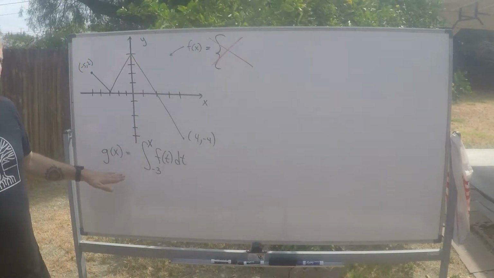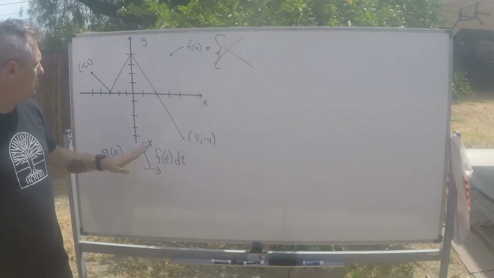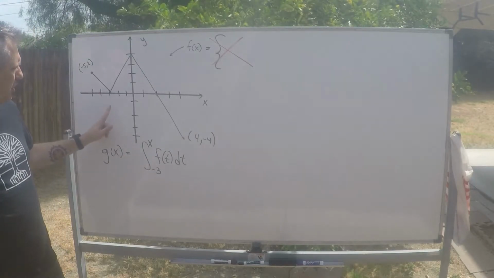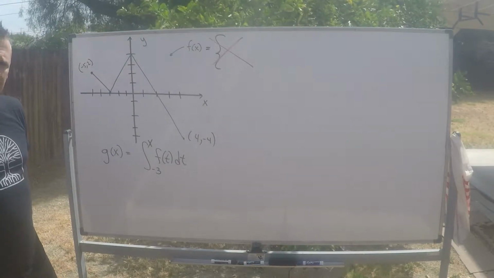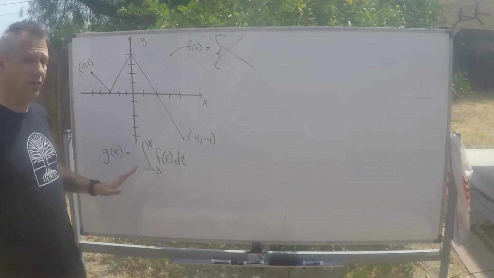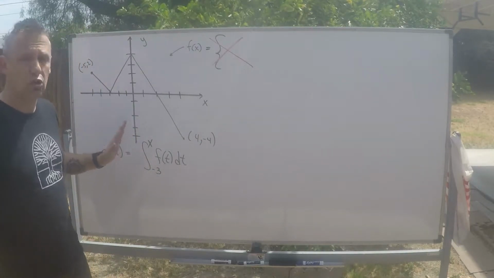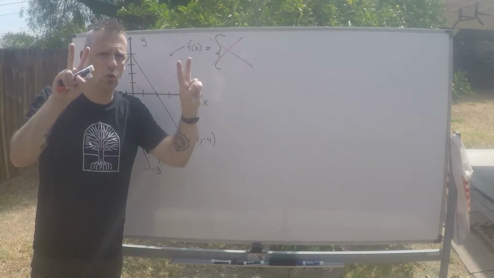Then we have this other function g of x, which is defined as the definite integral of f starting at -3 and going all the way up to x. So the point of g of x is that it is the accumulation function for f of x. It tells us how the area under f of x is accumulating starting with -3. Now I should put area in quotes here.